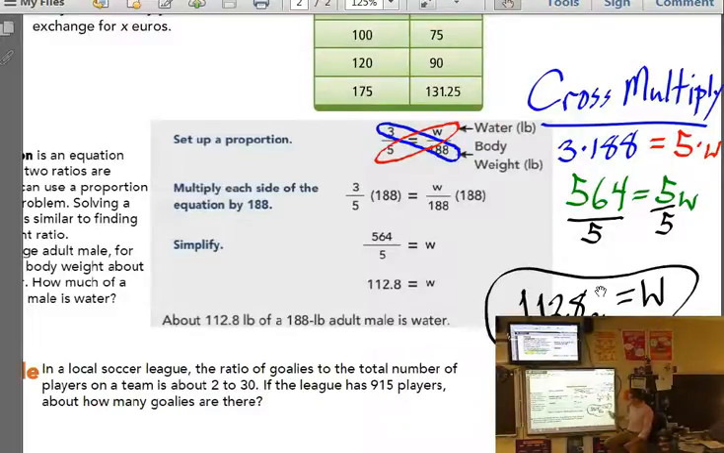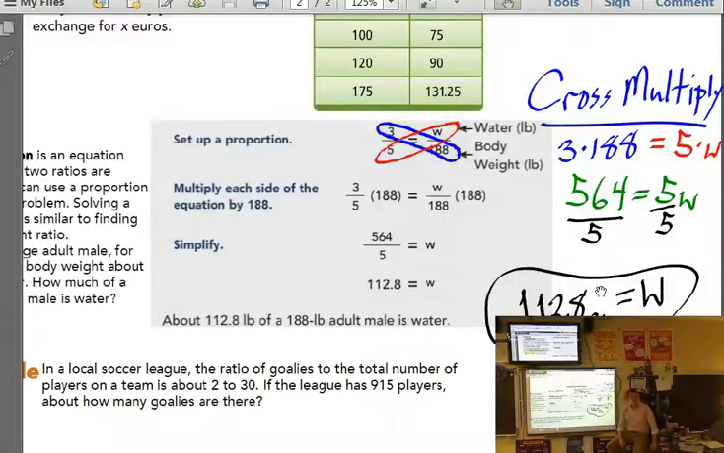Oh, wow, that's a lot of pounds of water. So if I weigh 188, which sadly I'm getting close to, 112.8 pounds of my weight is water. Wow. You have to think about how much water is in your blood, in your cells. Like everything has water in it, so you got to think of how much weight that actually makes up.